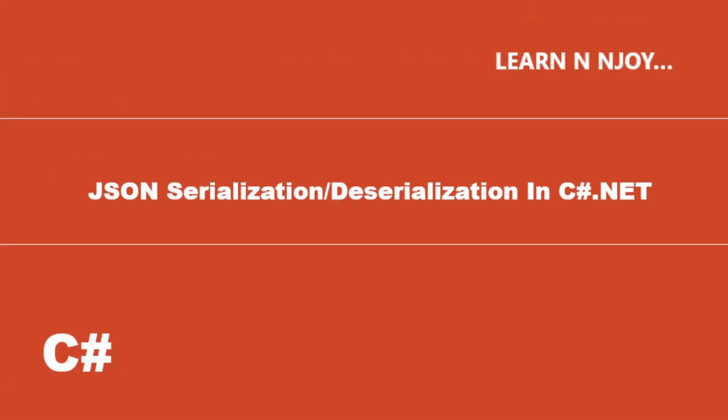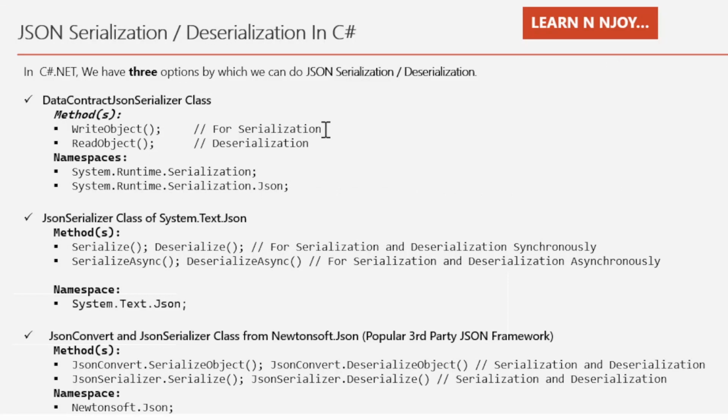JSON serialization and deserialization in C#.NET. In C#.NET, we have 3 options by which we can do JSON serialization and deserialization. Number 1, the DataContractJsonSerializer class. We use its WriteObject method for serialization and ReadObject method for deserialization.